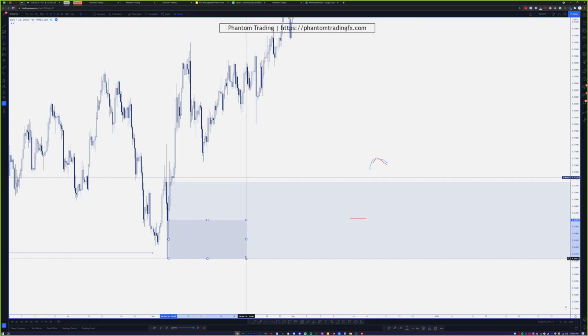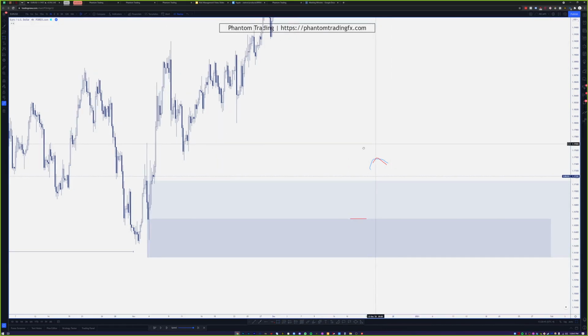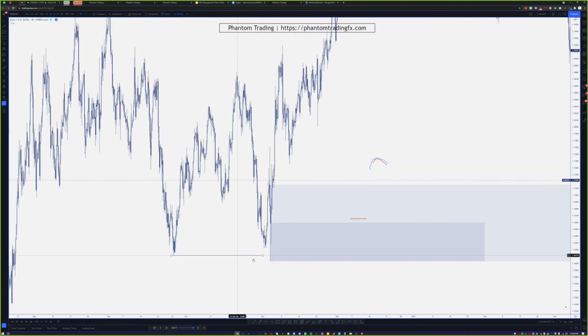Right. I don't know if this got tapped into already, but yeah, this is how I would mark out the 4-hour zone all the way to the left. And again, this is nice. Look, it sweeps structure. Right?